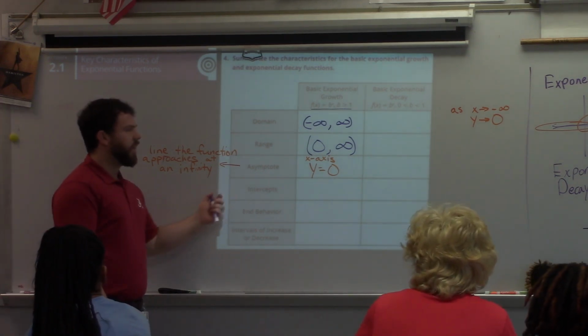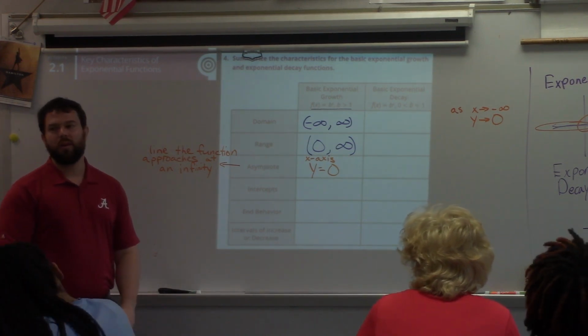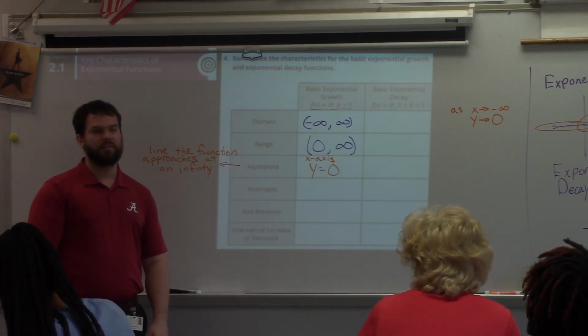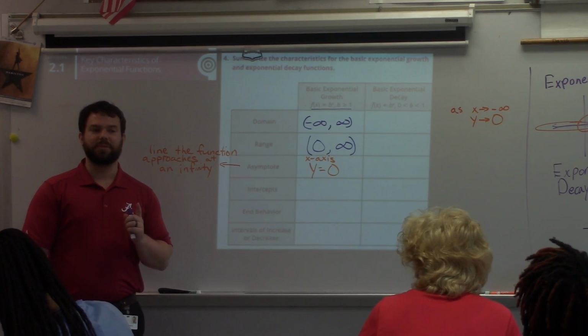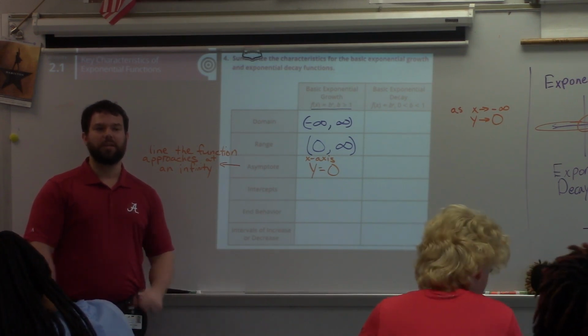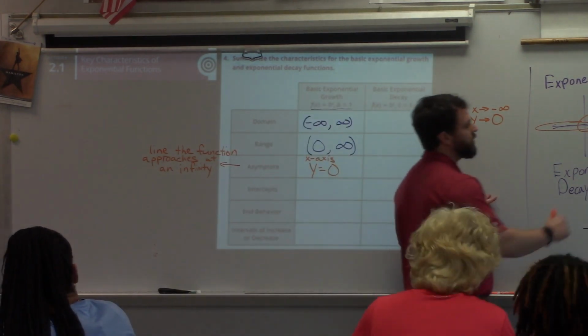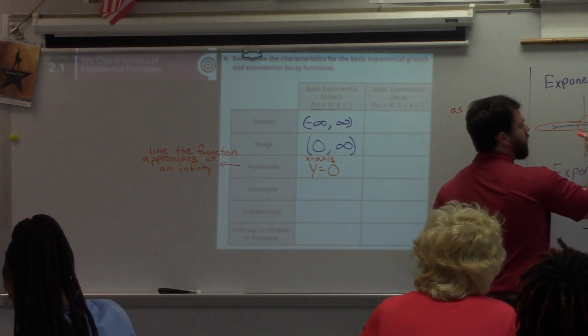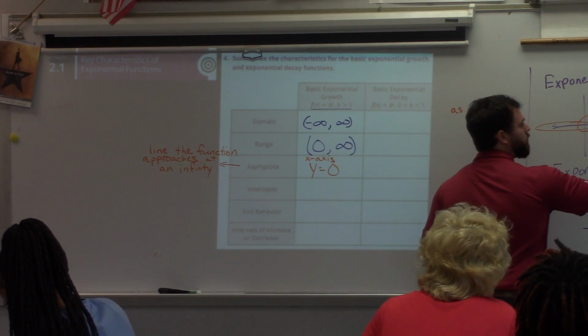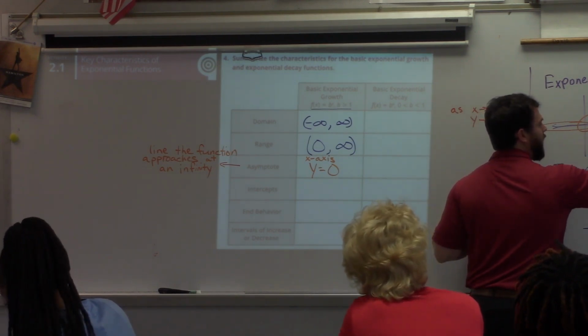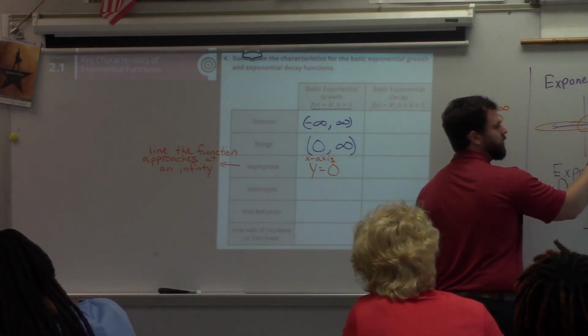Intercepts. I will point this out. What key type of intercepts do we not have? We don't have x-intercepts. But do we have a y-intercept? Yes, we do. Now, you may not know what this is right away, but I want you to think about this. What is the x value on the y-axis? X is equal to 0.